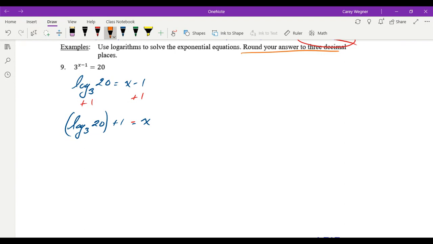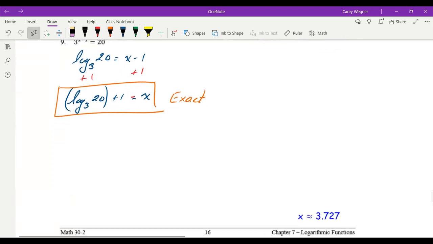Now for this question, we were asked to round our answer to 3 decimal places. If we wanted an exact value answer, this is what we would leave. So this would be an exact value solution. But rounding to 3 decimal places, this is what we would do, and we'd get x is approximately equal to 3.727.